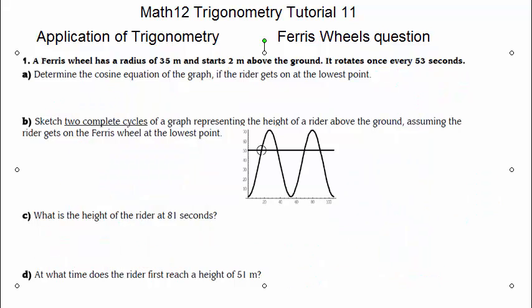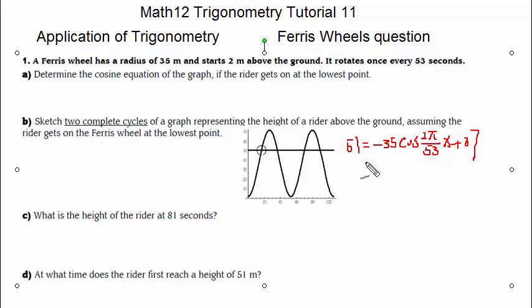Okay, the next part is: at what time does the rider first reach 51 meters? So we've been given the height, and we are trying to look for the time. In this case, we have y, so we're looking for x. So we have 51 equal to negative 35 cosine 2 pi over 53 x plus 37. Remember, 35 is our amplitude, right? We're trying to solve this equation here.